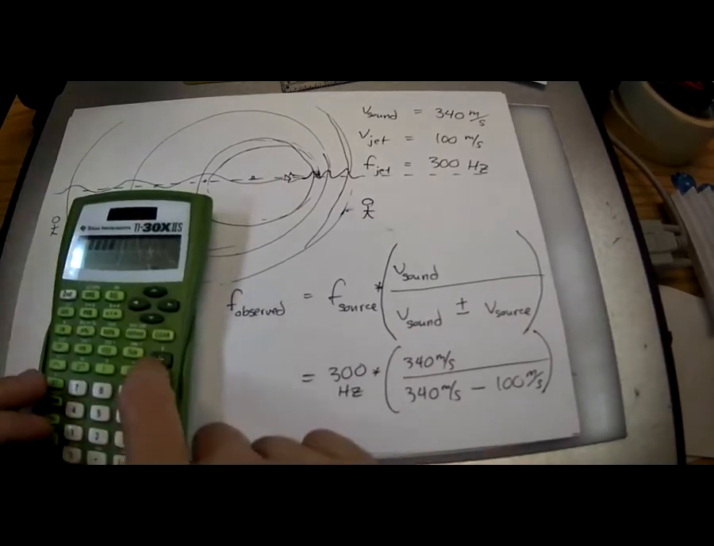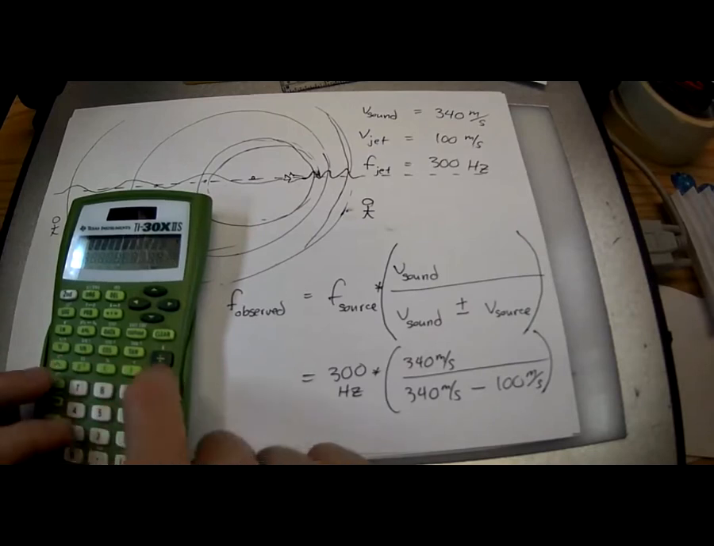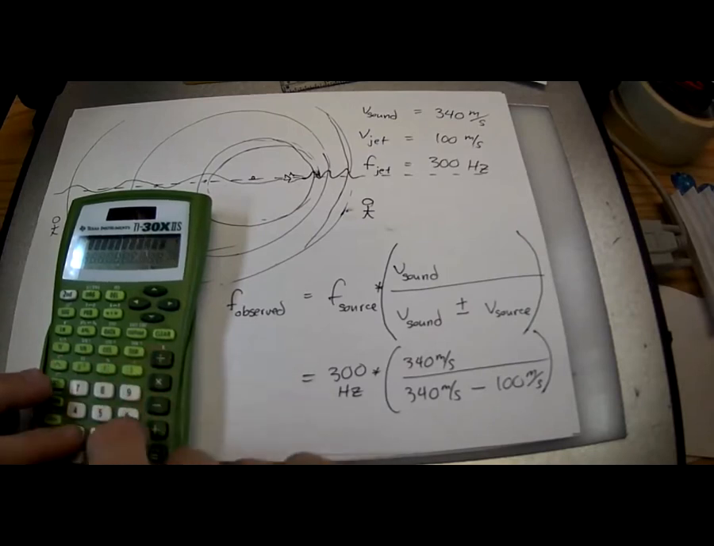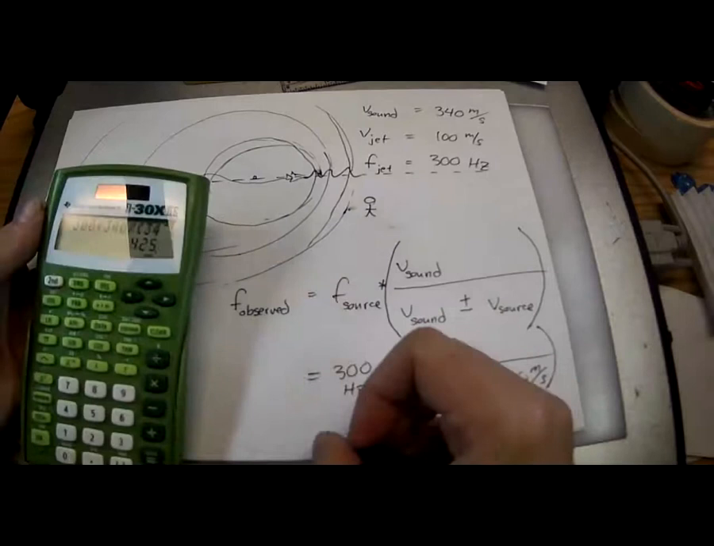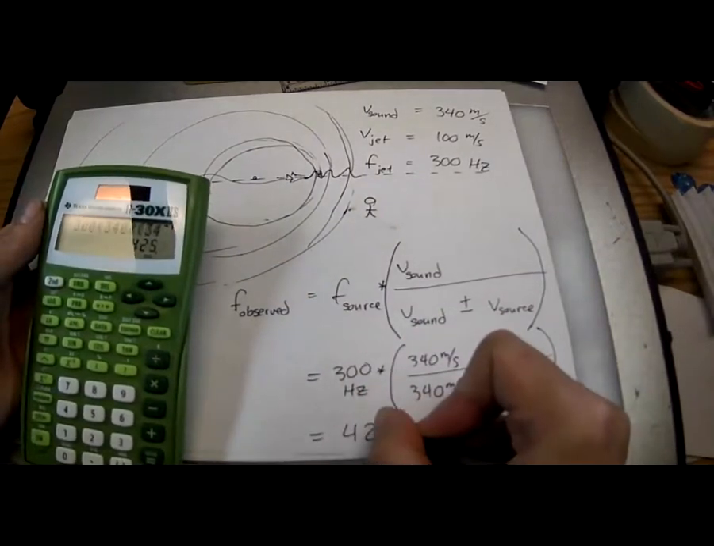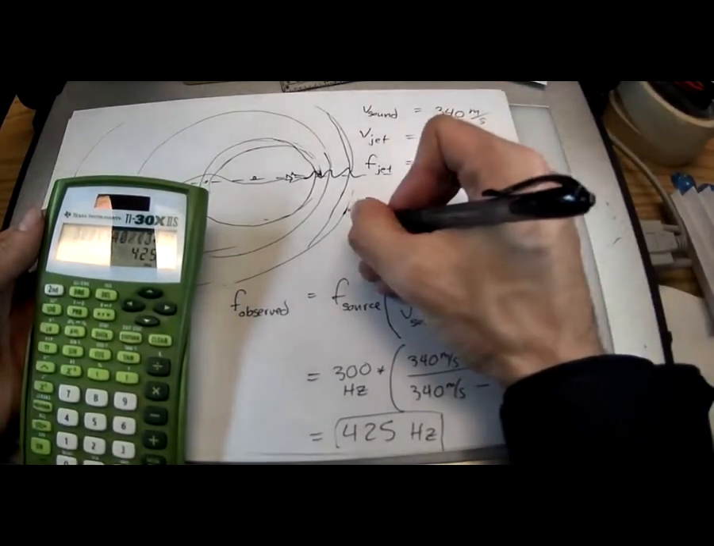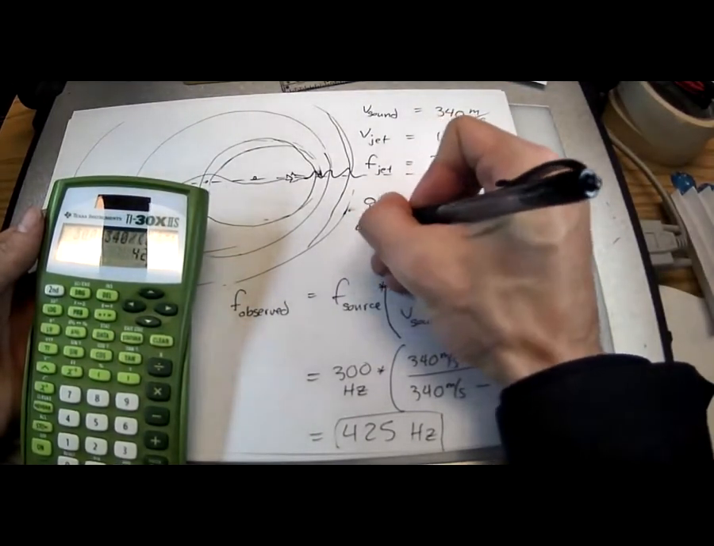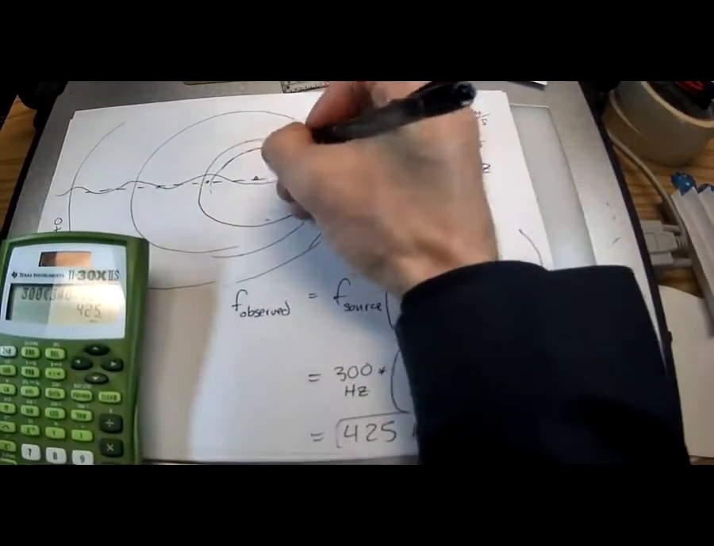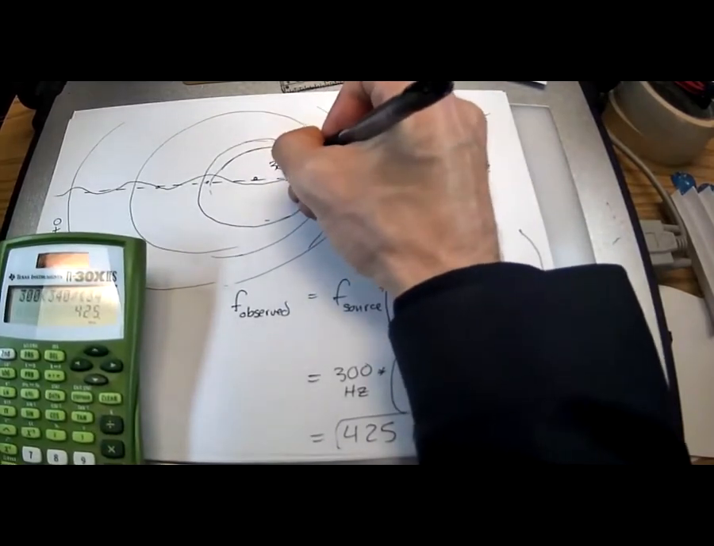What is 300 times 340 over 340 minus 100? That is 425 hertz. Okay. That's the perceived frequency. That's what this guy hears. He perceives 425 hertz for this 300 hertz jet engine.